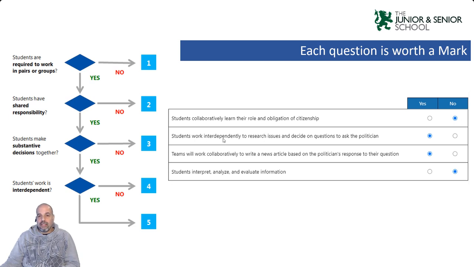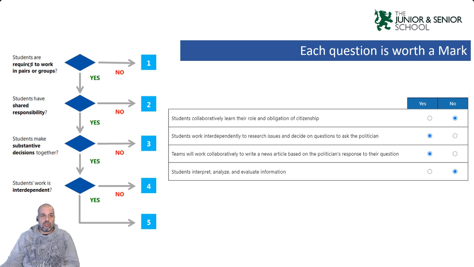Students working independently to research straight away. I'm not even going to read the rest of this. The word interdependently, I know that's to give me a level 5 in the rubric. It says here students work interdependently. That's going to be a yes. Teams will work, again, as soon as I see the words teams will work collaboratively, the fact that they're teams will take me to a level 2.